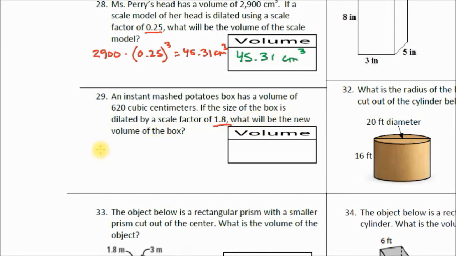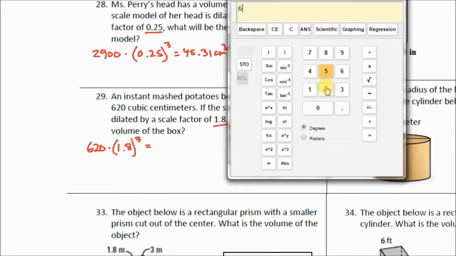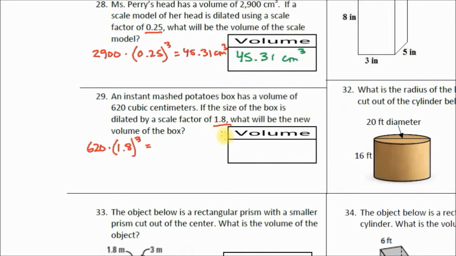All right, same thing. Original volume times scale factor cubed will get us our new volume. 620 times, in parentheses, 1.8. Let's raise that to the third power. 3615.84 exactly.